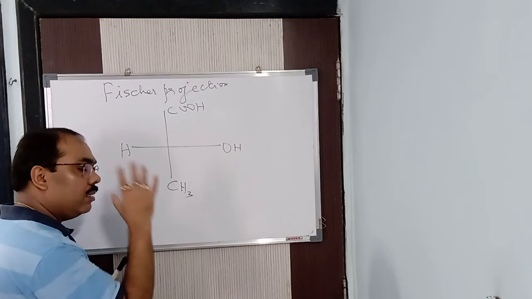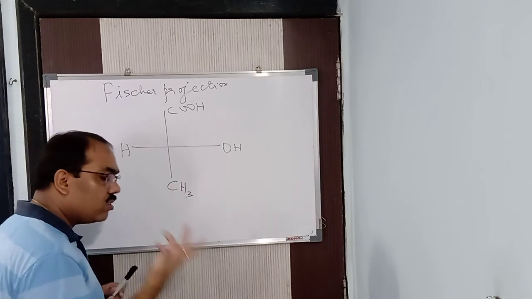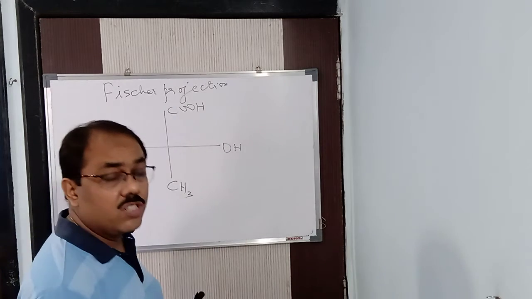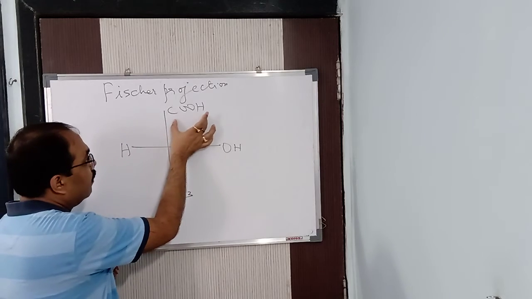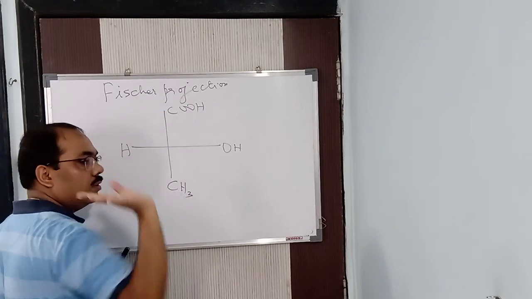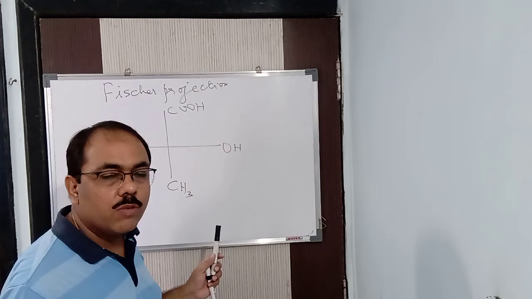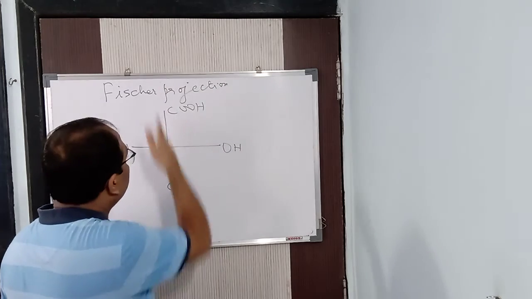Got it? And the one which is highly oxidized means the one which is higher in the preferential series. For that reason I said you have to remember the preferential series. So this should be kept at the top. That's it. You have to remember this much about the Fisher projections. You have to write it in this way.